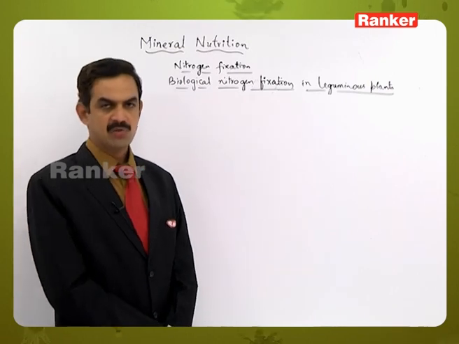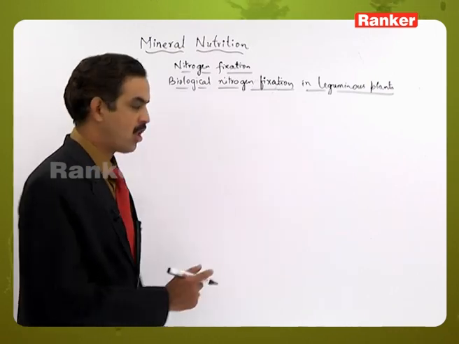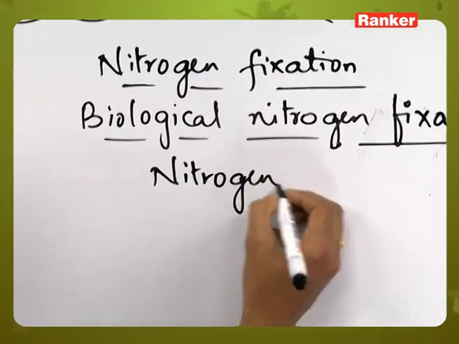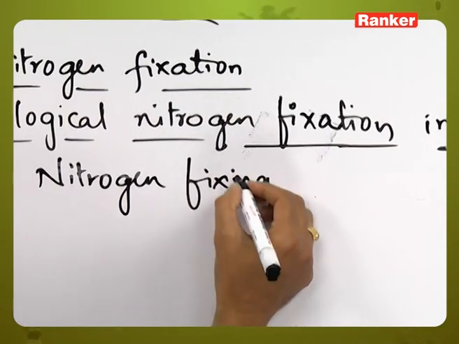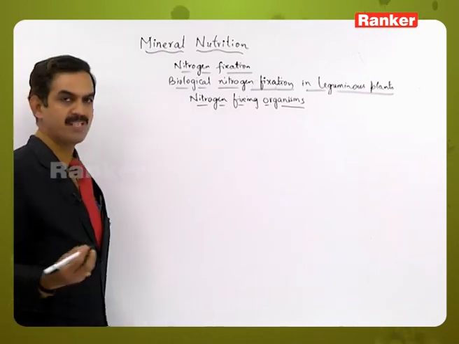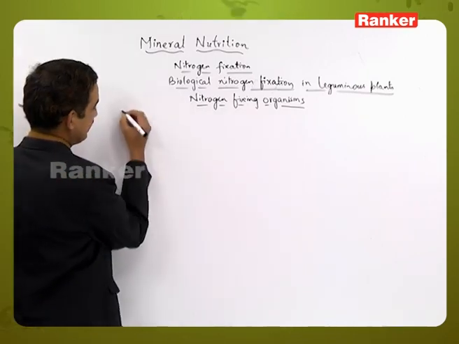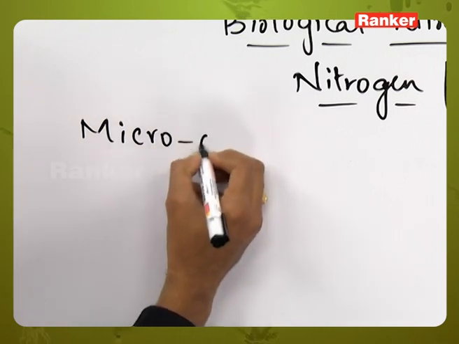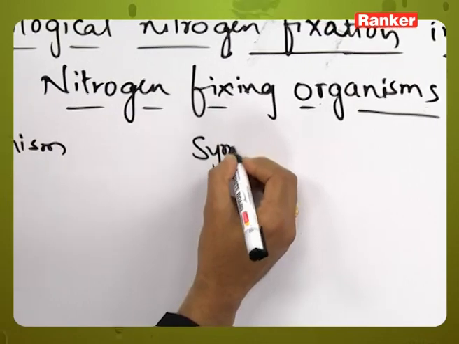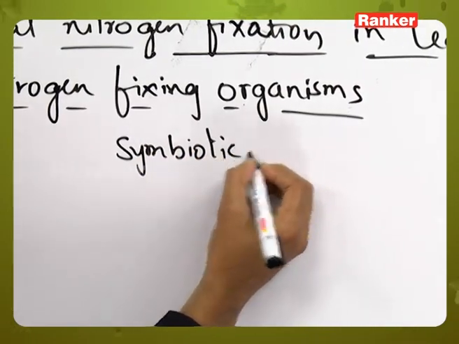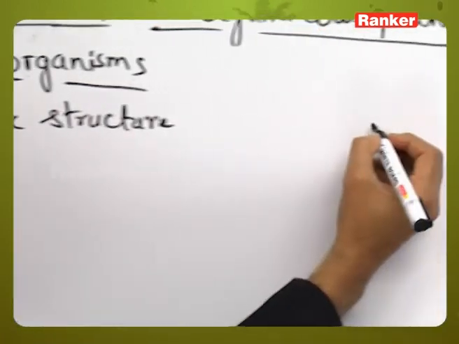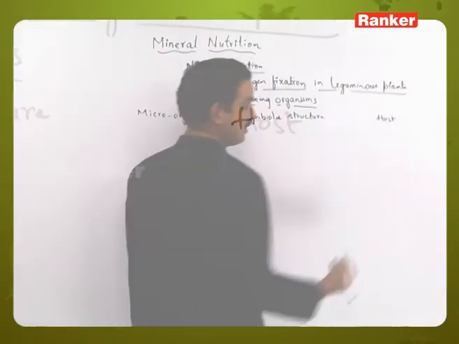Let us see some more examples of the nitrogen fixing microorganisms. So here, some of them are forming some special structures. Those are called symbiotic structures. So here the name of the microorganism, the symbiotic structure which has been formed by it, and the host in which it is taking shelter.